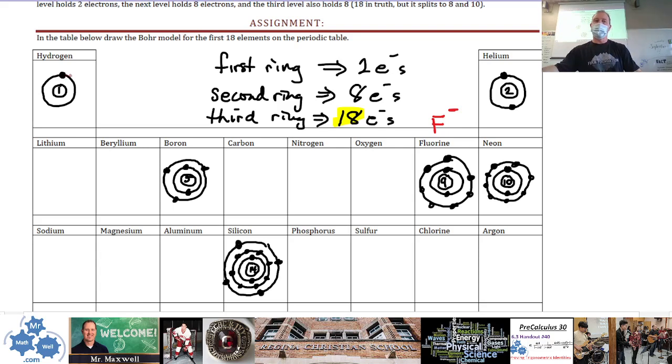Over here, hydrogen, or lithium, or sodium, they all have the same characteristic that they have one electron in the outermost ring.